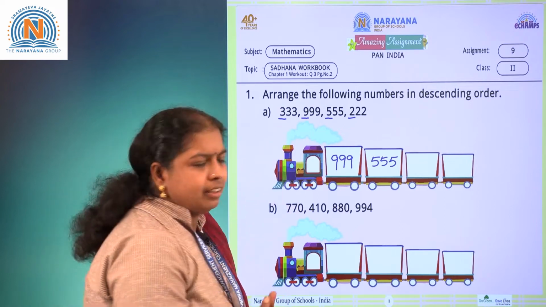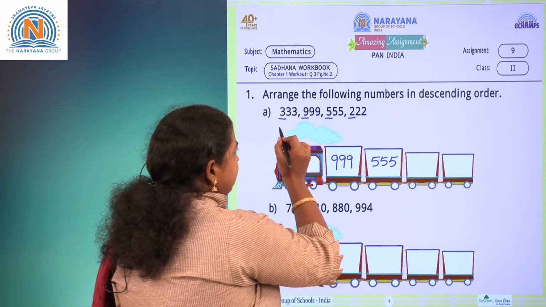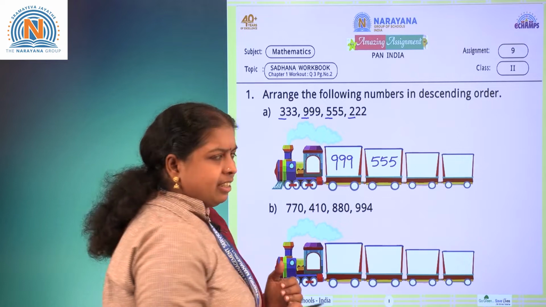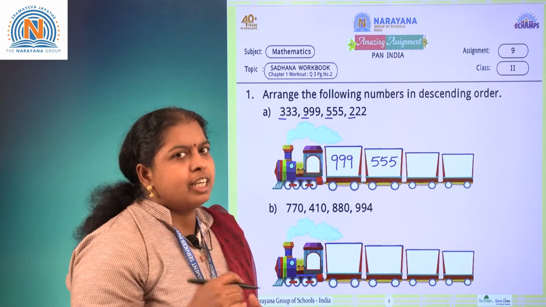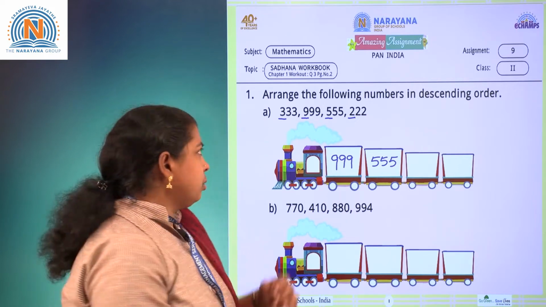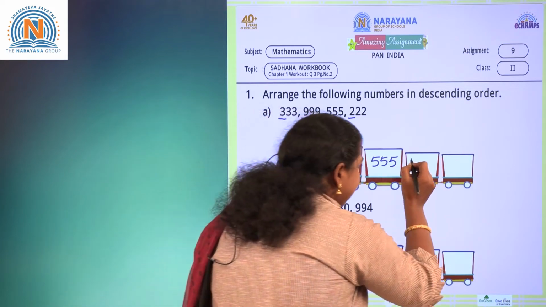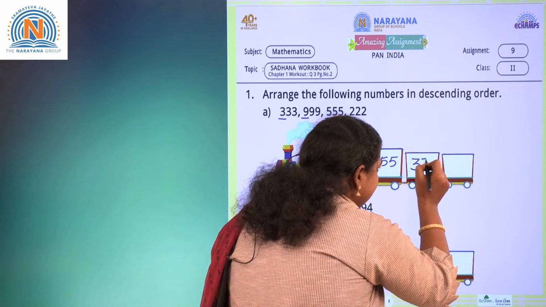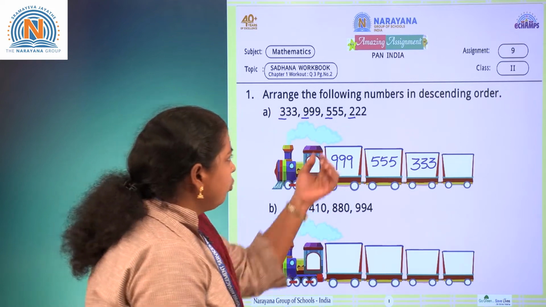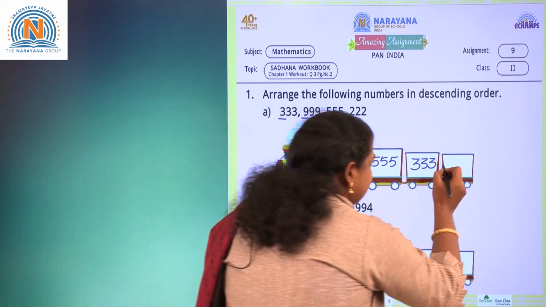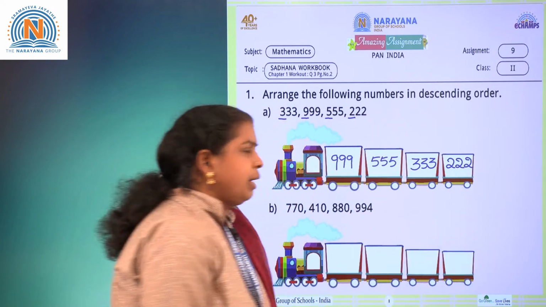And now, we are left with 2 numbers. Among those 2, which one is the greatest? To find out which one is the greatest, you need to identify first the hundreds digit. The hundreds digit here it is 3 and here it is 2. Obviously 3 is greater than 2. So the number that starts with the digit 3 is the greatest number. So what do we need to write here? 333. So what is the number left at the end? That is 222. Am I right, children?